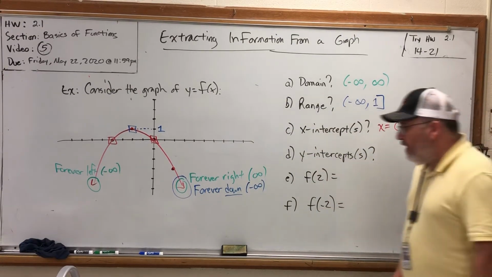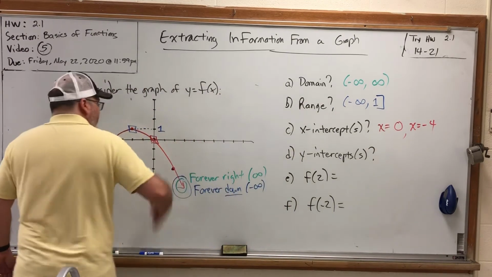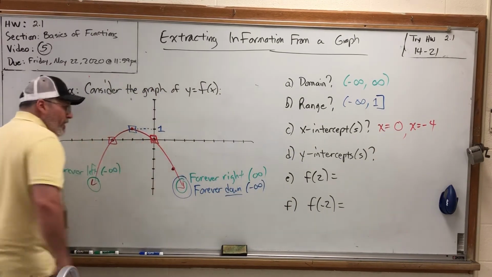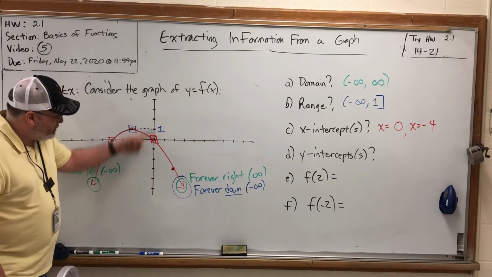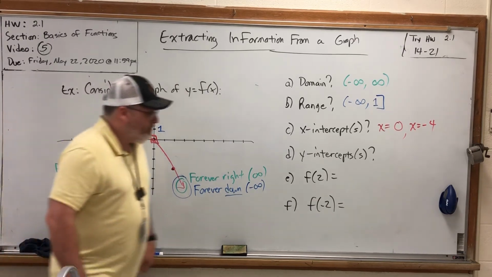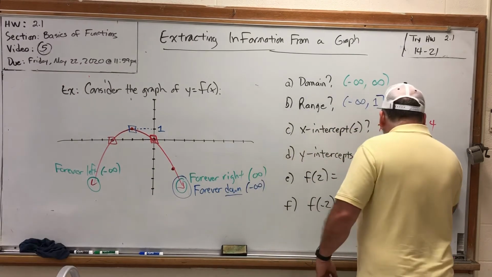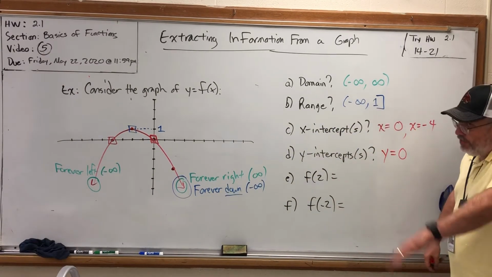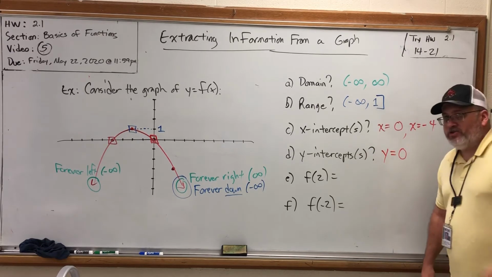And the same thing for the y-intercepts. Where does this graph cross the y-axis? Well, at the origin as well. And at the origin, what does y equal? 0. So pulling intercepts off of a pre-drawn graph is pretty easy. Where do you cross the x-axis? Where do you cross the y-axis?